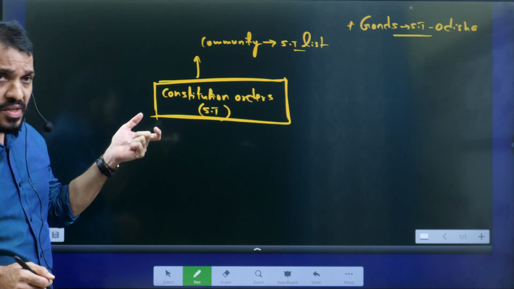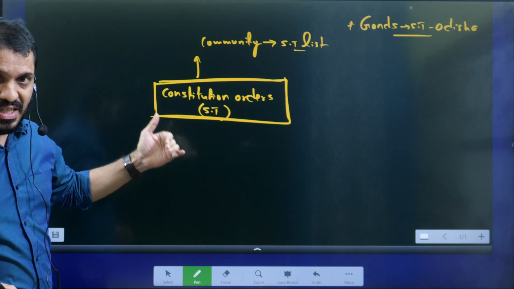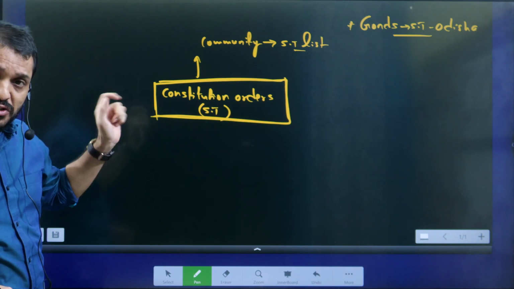Then next, when a particular community is included in the ST category, what kind of benefit will they get? Okay, before that, first we have to understand.